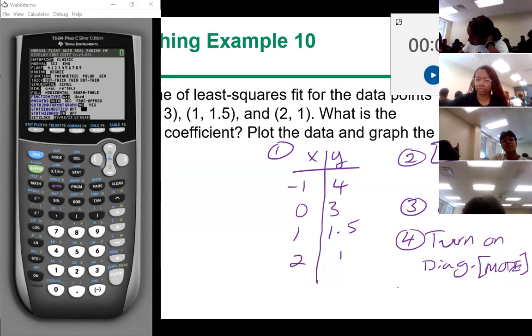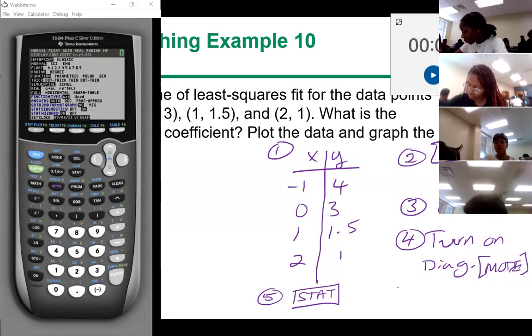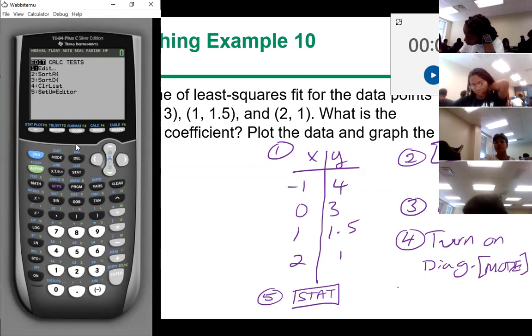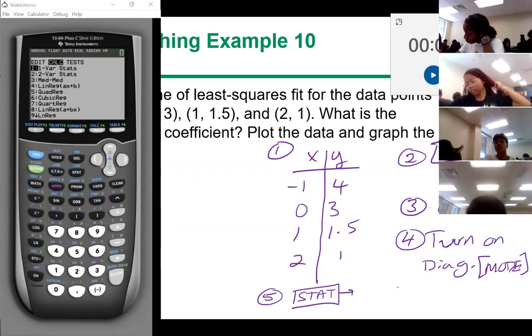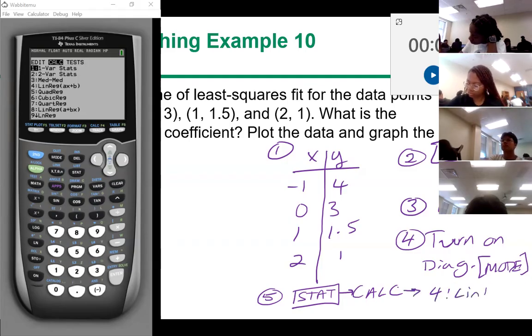I tried to write it all over here because I knew Sylvie was going to be there, but I did not leave myself enough room. So I'm going to write step 5 right here. So for step 5, we're going to go back to stat. But this time we're going to go over to, see where it says calc? So we're going to stat and we're going to arrow to calc. Okay. Since we have a linear regression model, we're going to be using 4. We're going to press 4 for lin reg.